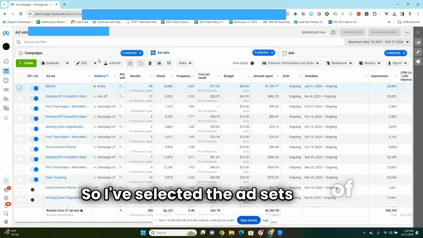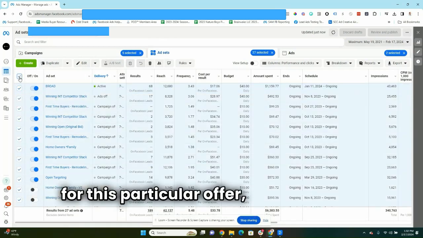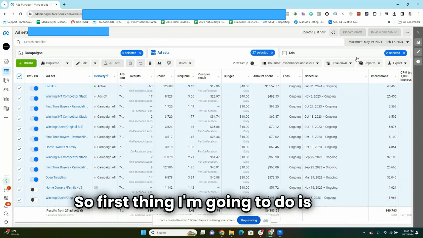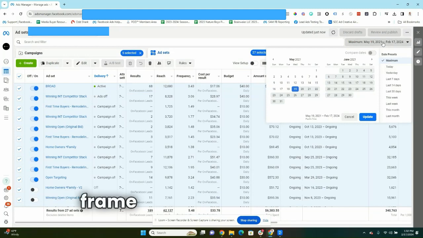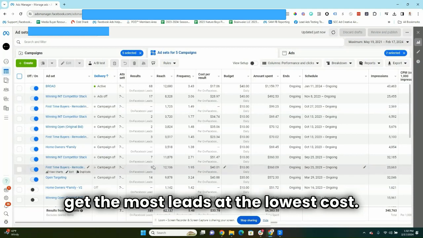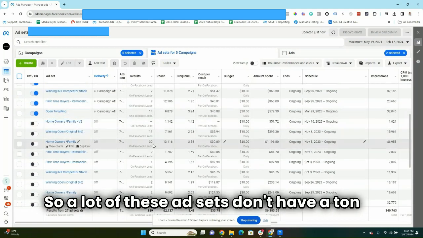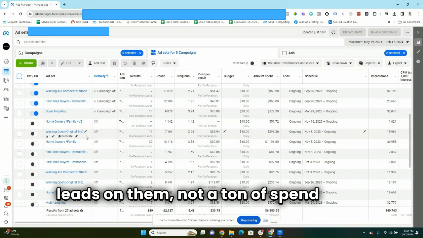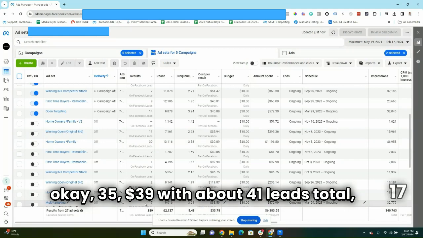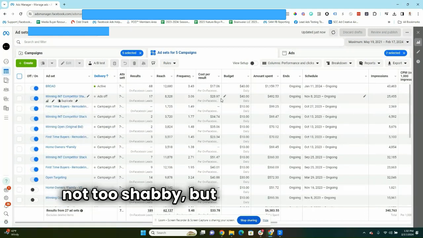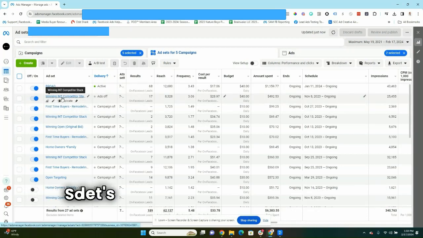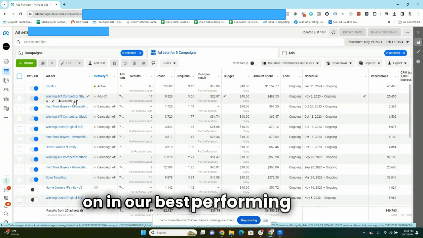So, I've selected the ad sets of the campaigns for this particular offer, which is a free backsplash. This is a bathroom kitchen remodeler. First thing I'm going to do is look at the maximum time frame to look at all the data. And I'm going to start with where do we get the most leads at the lowest cost. A lot of these ad sets don't have a ton of leads on them, not a ton of spend. Here I can see, okay, $35, $39 with about 41 leads total, 17 leads at 33, not too shabby. But this one a little bit cheaper, and over time, that $5-10 can really make a difference. So let's start here and analyze what's going on in our best performing ad set.